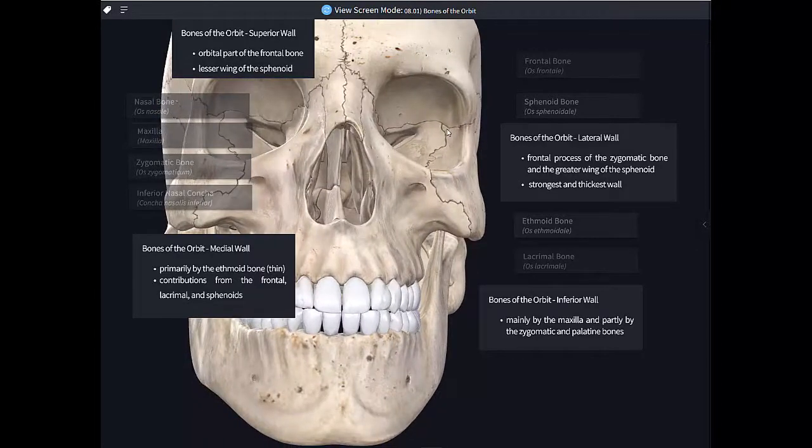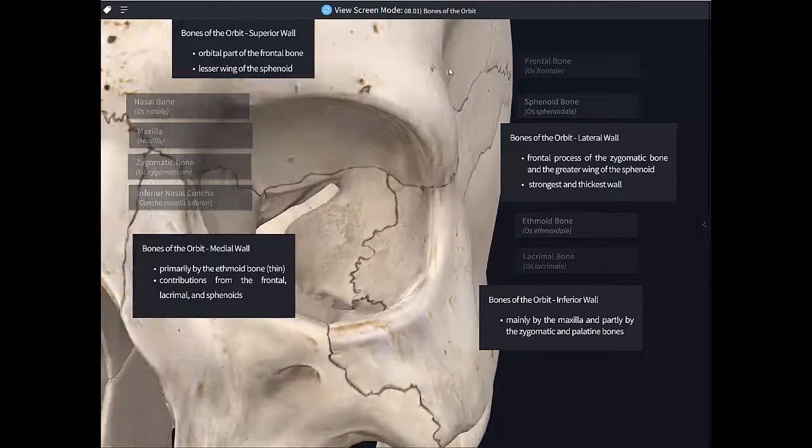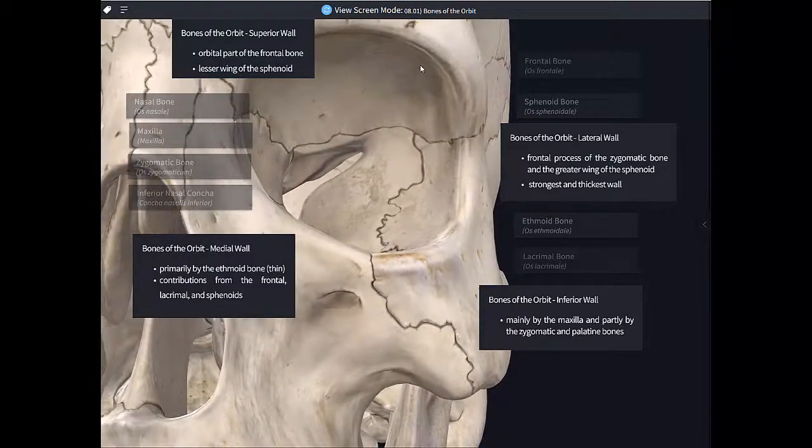In life, the lacrimal gland will be found in the superolateral aspect here. There is indeed a little fossa for the lacrimal gland. It's appropriately called the lacrimal fossa, and that is within the orbital part of the frontal bone.